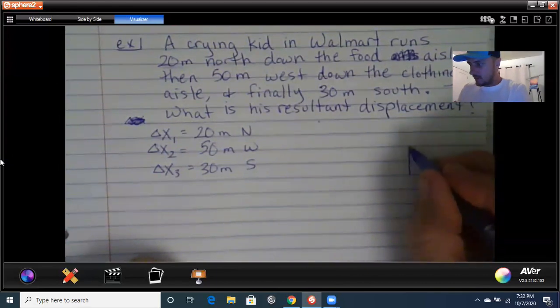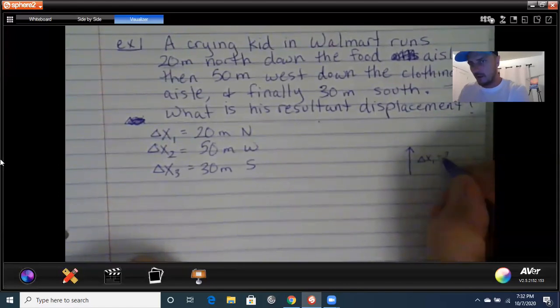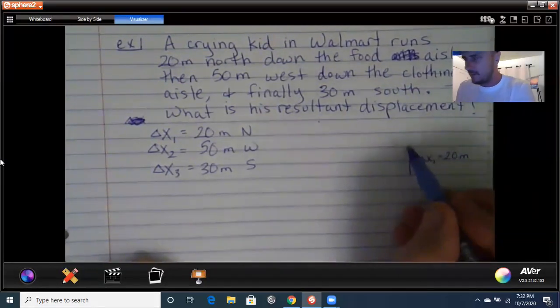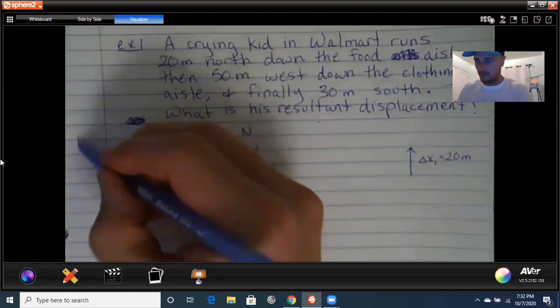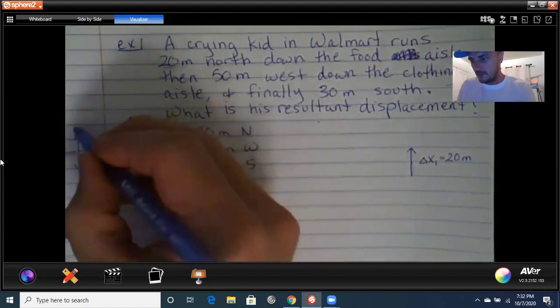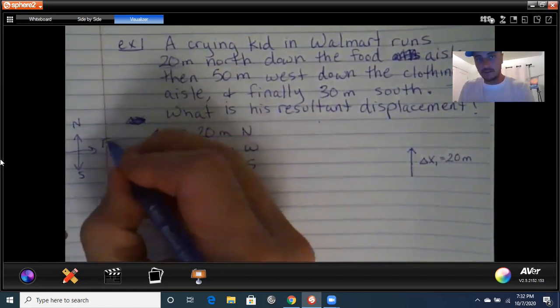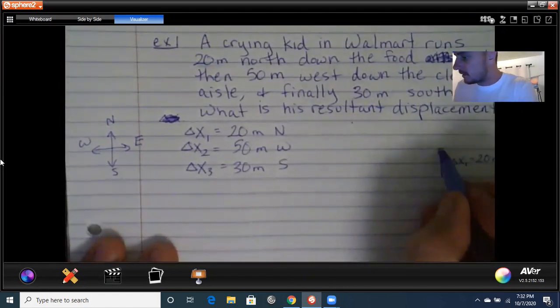I'm going to say that's 20 meters north. All right, and next to this, I'm actually going to put delta x1. And if you want to put the value here, it's not bad, you can, 20 meters. And then we go 50 meters west. Now, west is to the left. In fact, maybe you need to see a little compass rose off to the side. No big deal. That's north, that's south, left is west, right is east. Like that. So we went 20 meters that way.